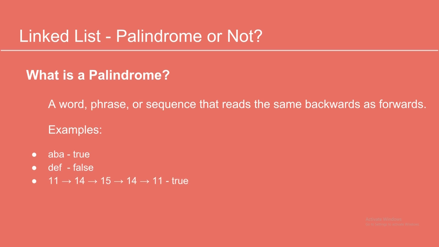Next, let's take a list 11, 14, 15, 14, and 11. And from backwards 11, 14, 15, 14 and 11. So it reads the same backwards as forwards. So it is a palindrome.